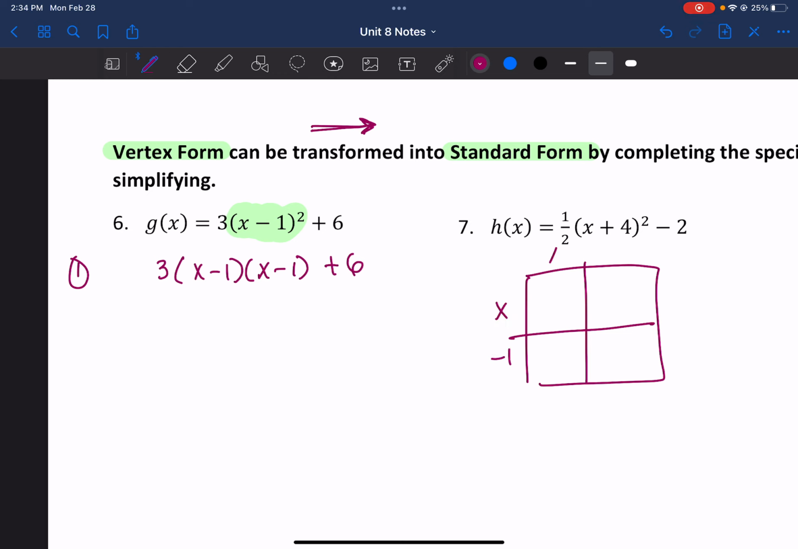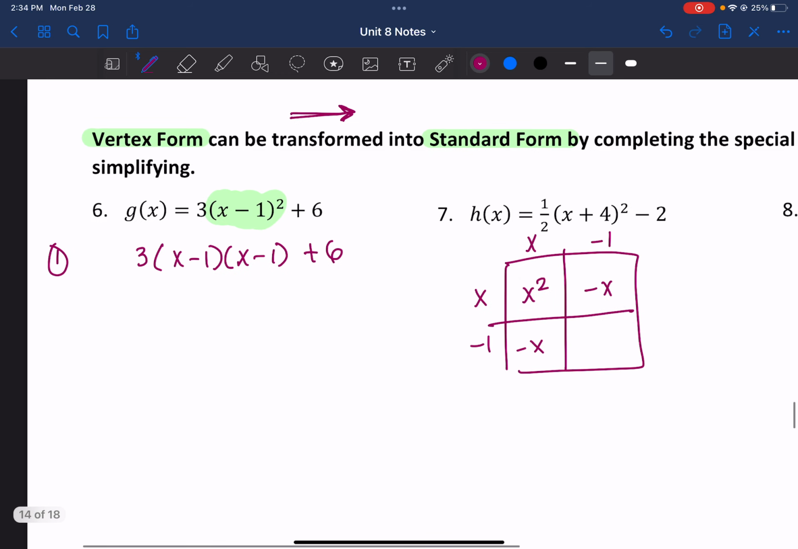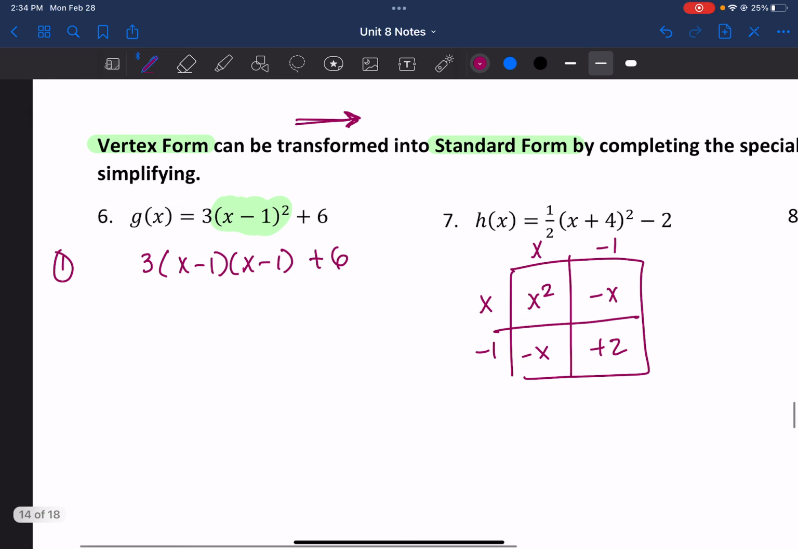So we have (x - 1)(x - 1). All right, so we do x times x. That's x squared. x times a negative 1 is a negative x. This is also a negative x. Negative 1 times a negative 1 is a positive 1. All right, so what do I have here?